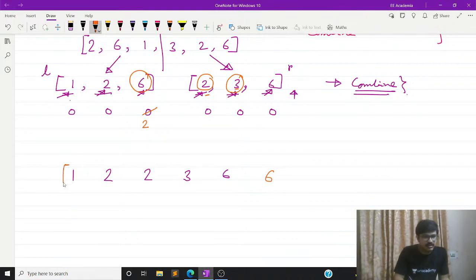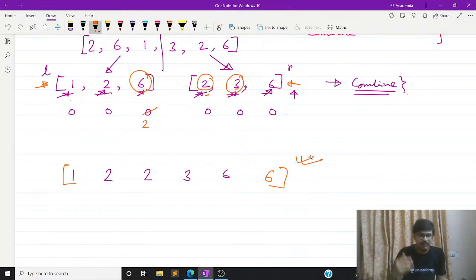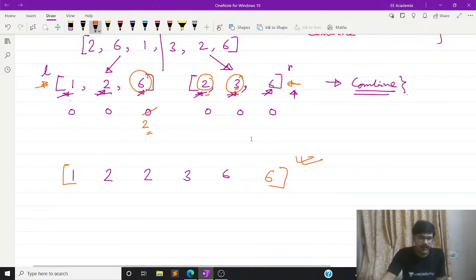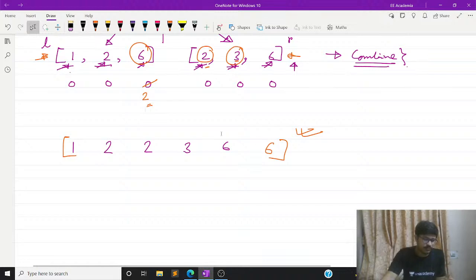So you merged this entire two arrays, this left and the right half, into one single array, and during that time you also uncovered the number of elements which are smaller than that element. So is the idea clear, can you understand what we are doing? If you have any doubt you can tell me in chat.